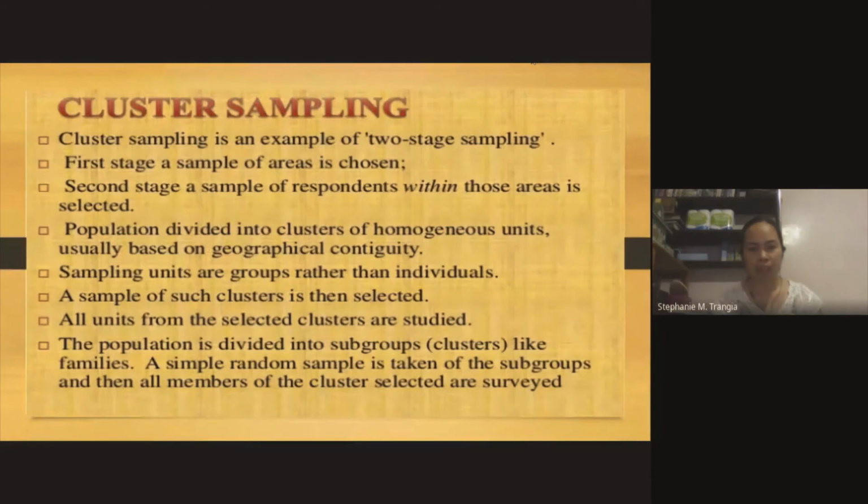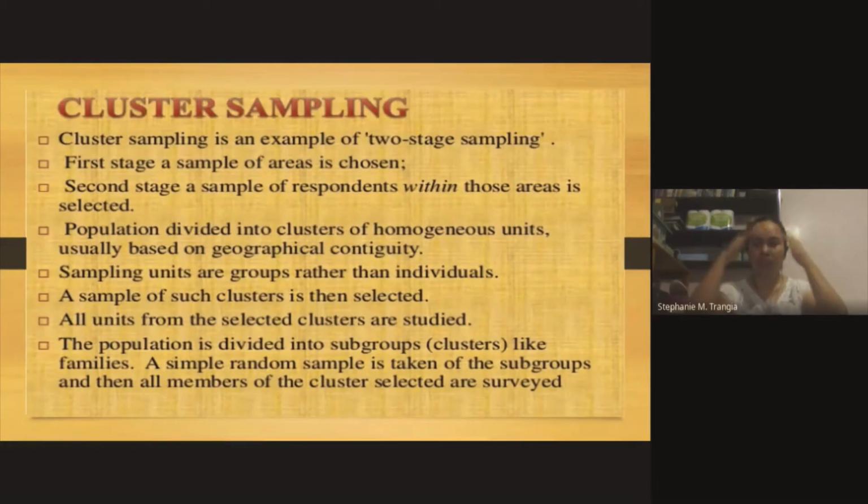Okay, cluster sampling. So, is an example of two-stage sampling. So, first stage, a sample of area is chosen. Second stage, a sample of respondents within those areas is selected. So, population divided into clusters of homogeneous units and usually based on geographical contiguity. Ngano kano sa matama cluster sampling when you have a very, very large population.